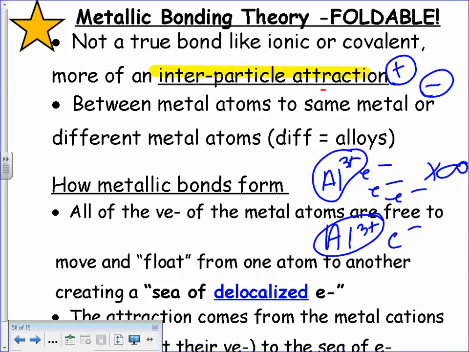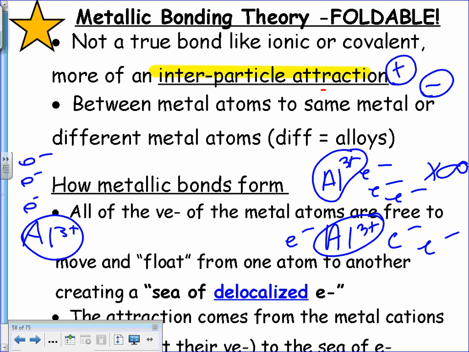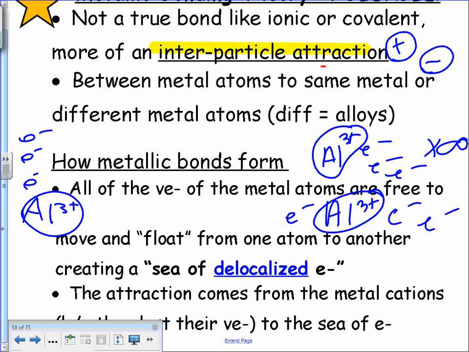There's aluminum, 3 electrons hanging out. There's aluminum, 3 electrons hanging out. Eventually, this happens in such a large quantity, it makes a sea of electrons. A sea, like a bunch, a big pool of them. And that's where the attraction part comes in. So I'll continue with that in a second.